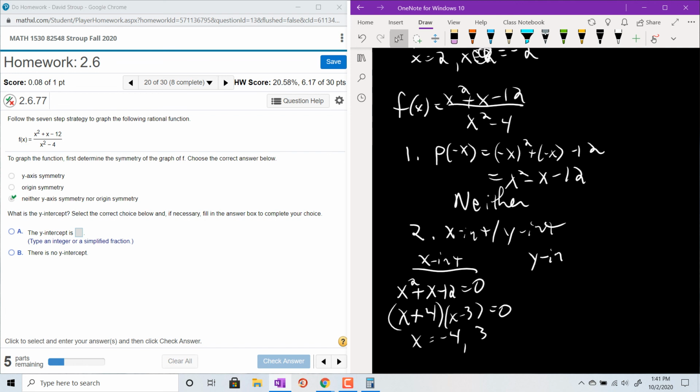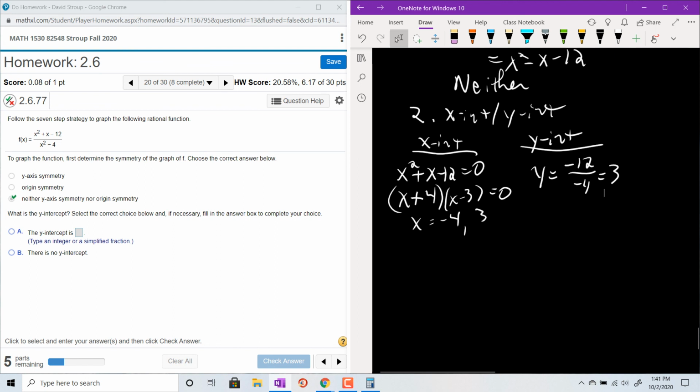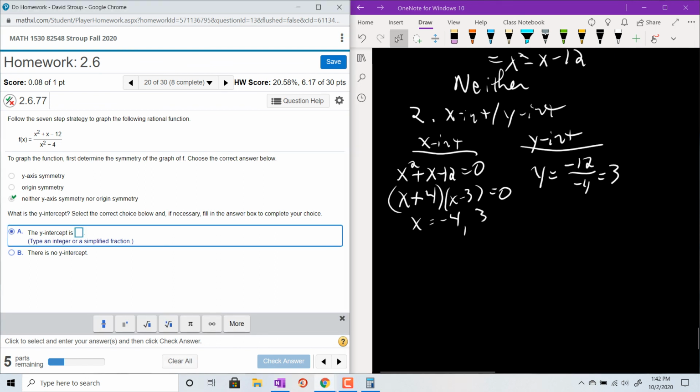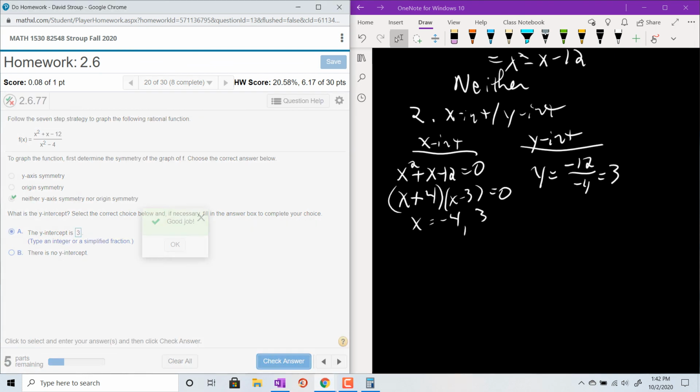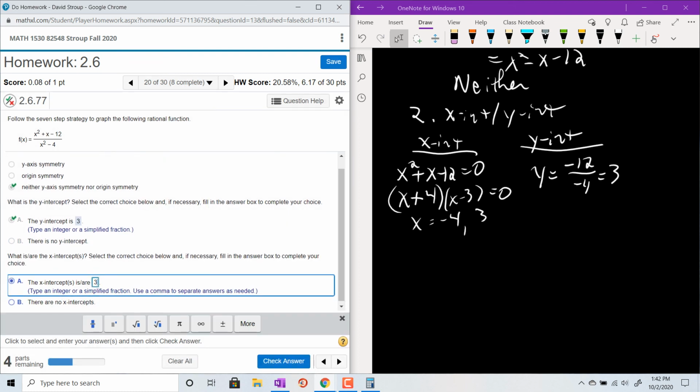The y-intercept, you're letting x equal 0. So y will be 0 plus 0 minus 12 is minus 12, all over 0 squared minus 4 is minus 4. So it'll be 3. Then let's go ahead and put those in. Okay. So the y-intercept is 3. The x-intercept, 3, and then negative 4.